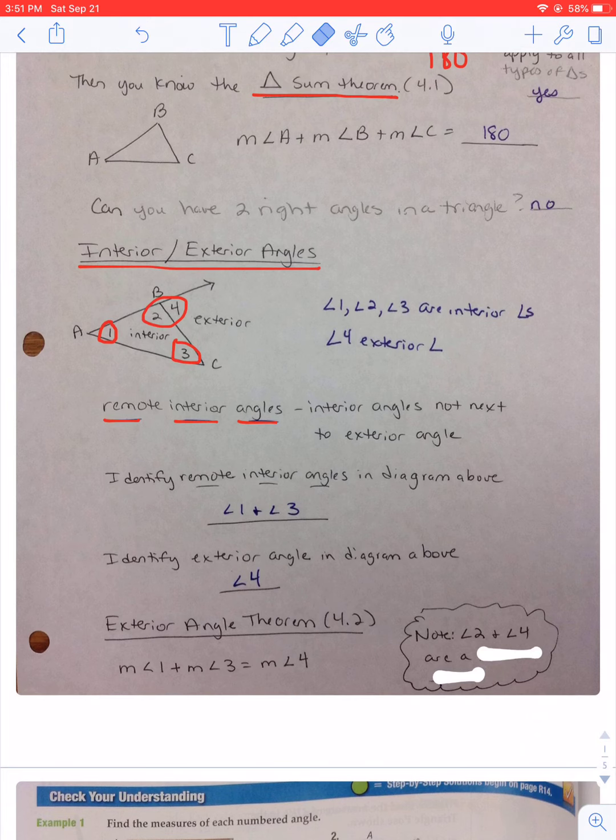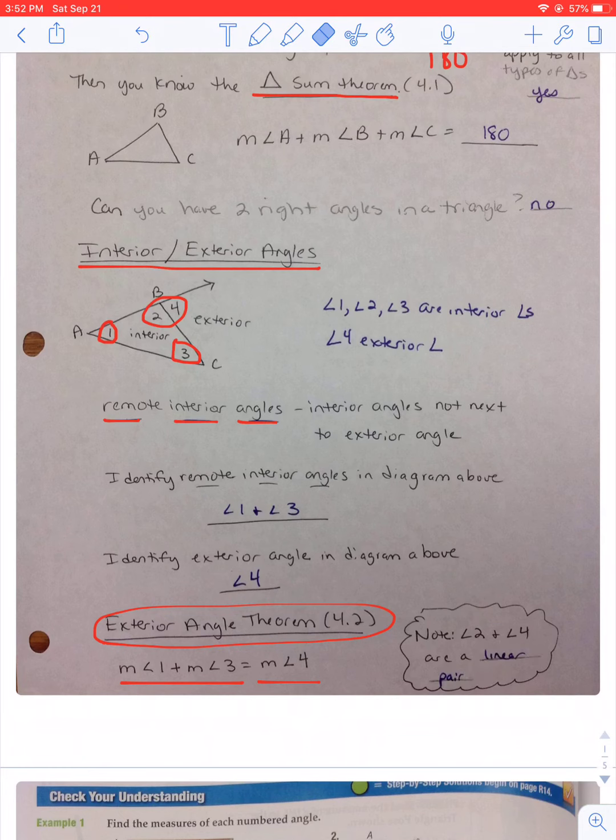What it says is that angles 1 and 3, for example, in the picture above, which are your remote interior angles, are always equal to your exterior angle. So you could rewrite this theorem and say in your mind that the sum of the remote interior angles is equal to the exterior angle. So just keep that in mind.